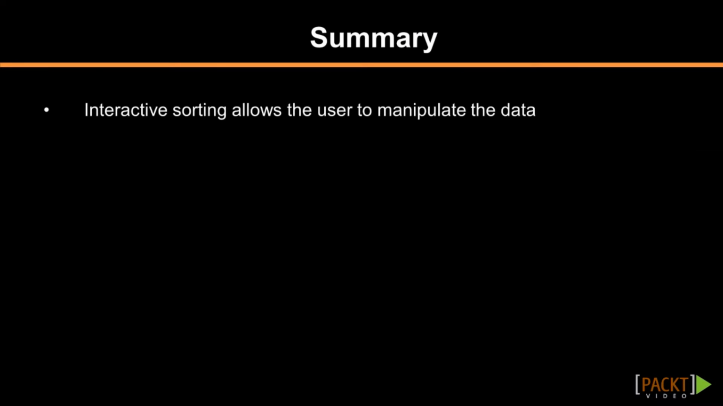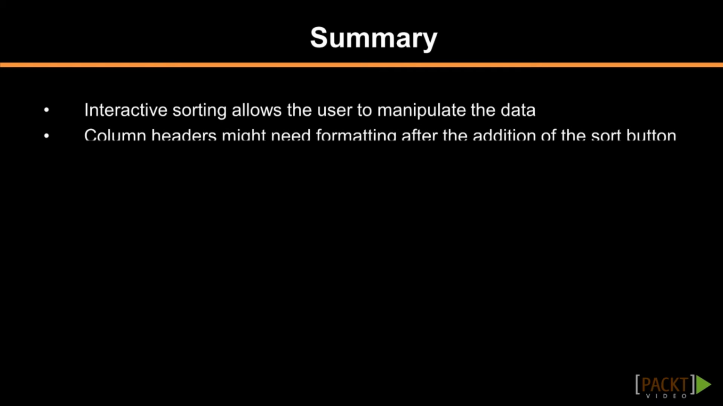In summary, interactive sorting allows the data in the report to be sorted differently from the sort order provided by the query. The addition of the sort button might require adjustments to the formatting of the column header.